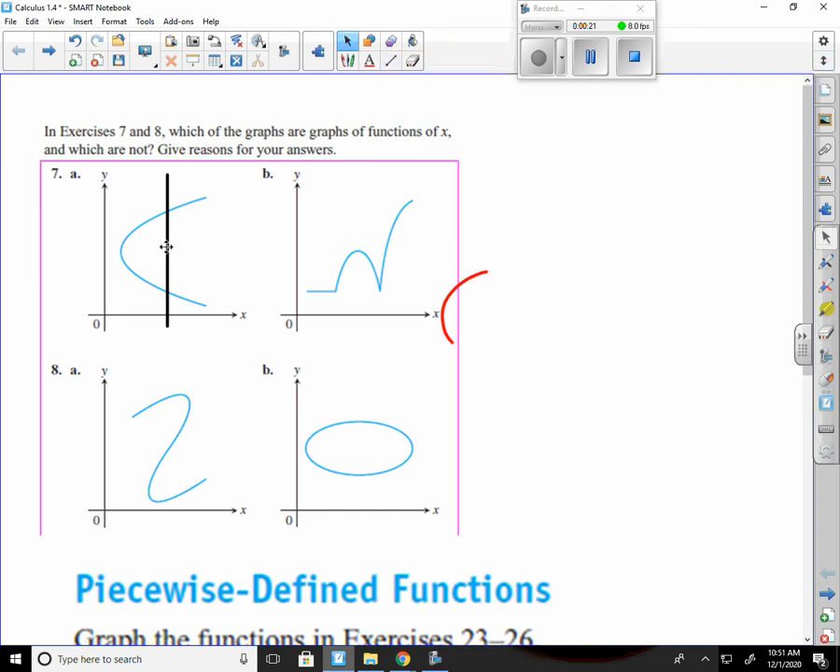If I grab that vertical line and drag it over to part B, you'll see that it only crosses at one point each time. So that would be a function. 8A, not a function because it crosses at three points here. 8B, not a function because it crosses at two points.